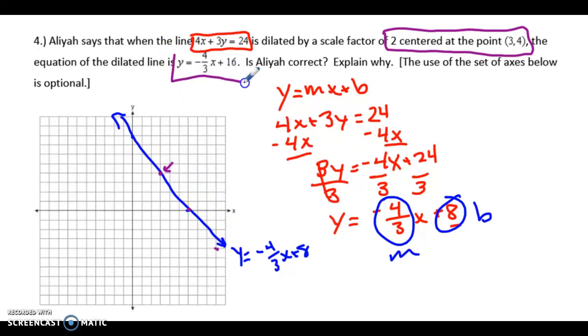To answer the question, I want to know, is this a different line than what's already graphed? So you have to go back and answer, is she correct or incorrect, and write a written explanation. If you don't write a written explanation, you're not going to get full credit here. I did most of the work for you. You need to answer yes or no, and then write your written explanation.